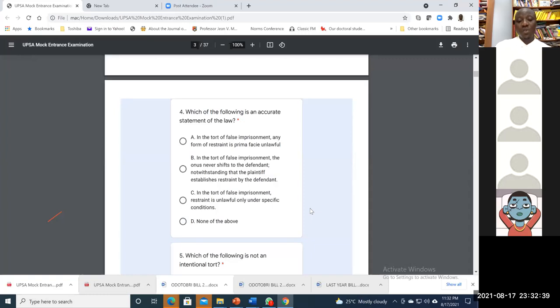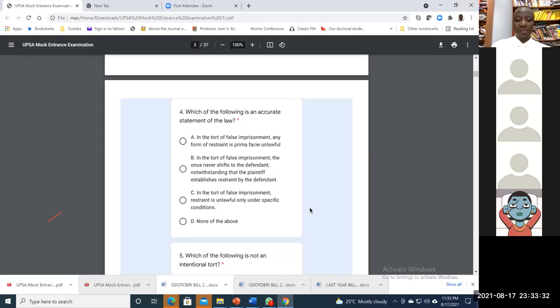C, in the tort of false imprisonment, restraint is unlawful only under specific conditions. That makes sense because we say that you must not have a lawful justification, isn't it? So if you have a lawful justification, then the restraint is permissible. So it is right to say that in false imprisonment, restraint is unlawful only under specific conditions. And those specific conditions are where you have the justification. Maybe either a police officer or the court has made an order, or whatever, as we know. D, none of the above.